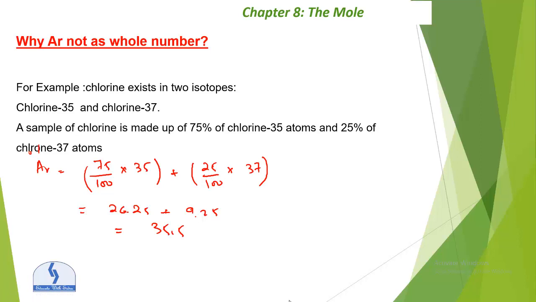It is the decimal 35.5 because, as I told you, some atoms exist as a mixture of isotopes, so that's why the relative atomic mass is not a whole number.